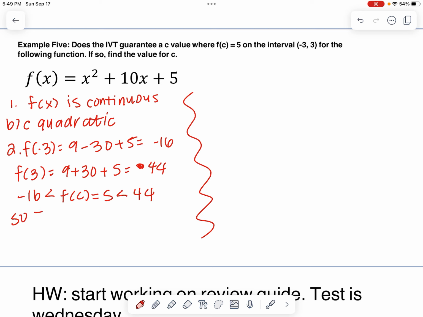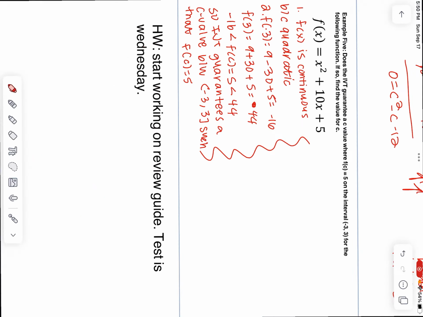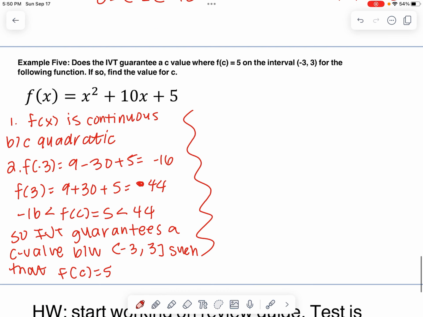And so the IVT, because of those two things, guarantees a c value between -3 and 3 such that f of c equals 5. And so now we can actually go find that. Why this is helpful is because if this did not guarantee it, you could go look for it, but you just might not find it. So this tells you whether looking for it is actually worth it. And so what I should do for this is, I know that at some point this function is going to equal 5 if I were to plug in c.